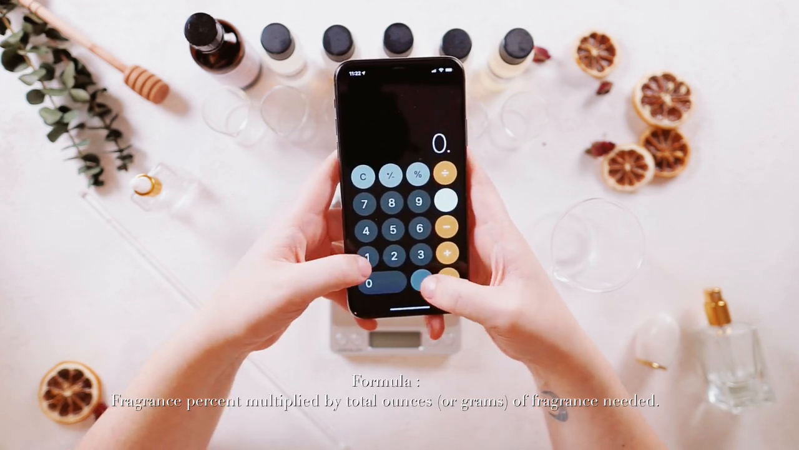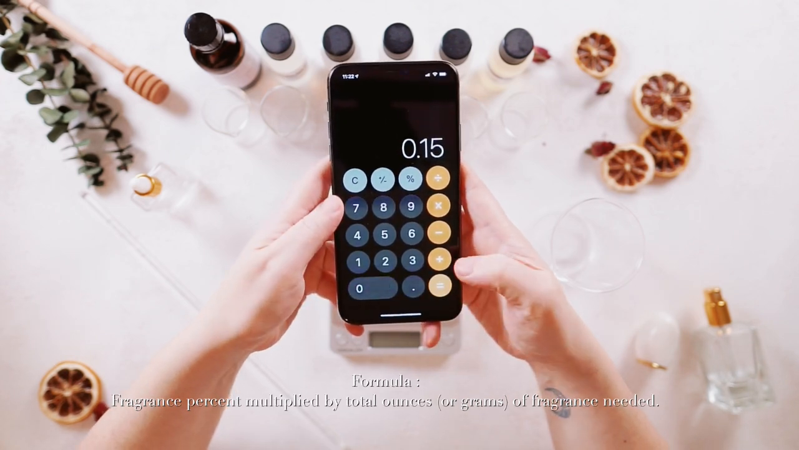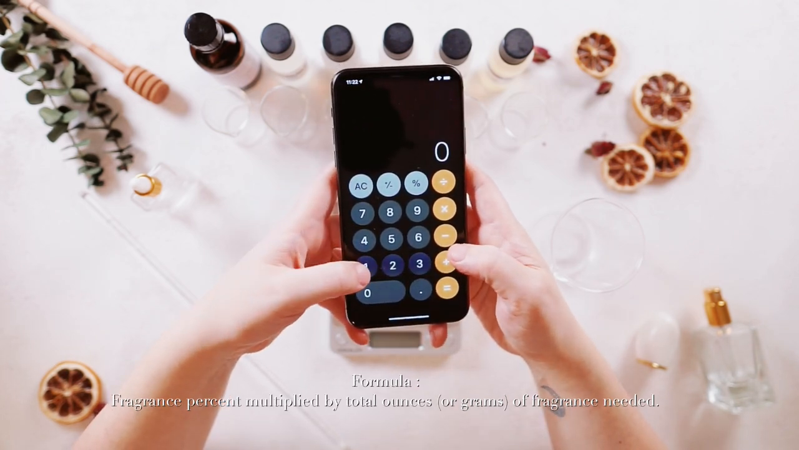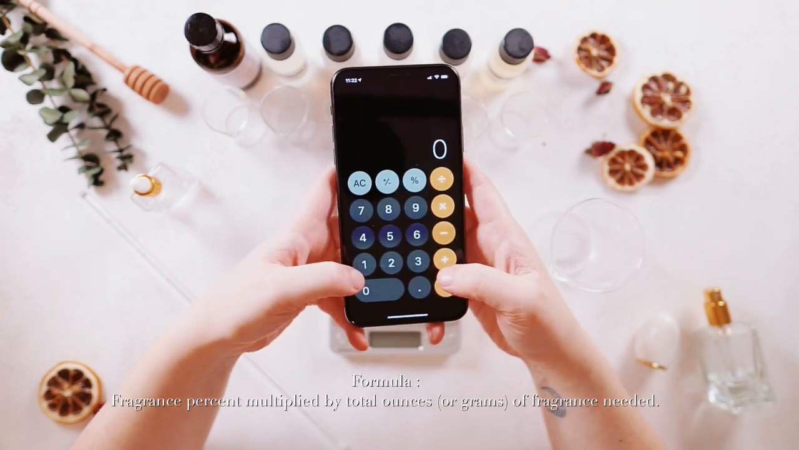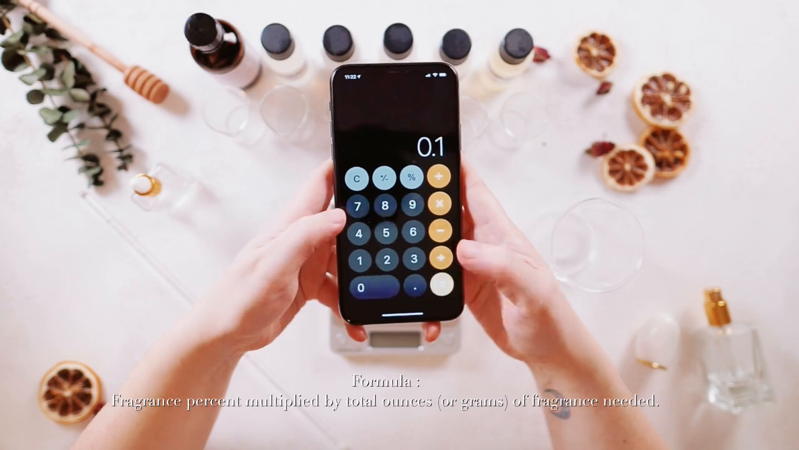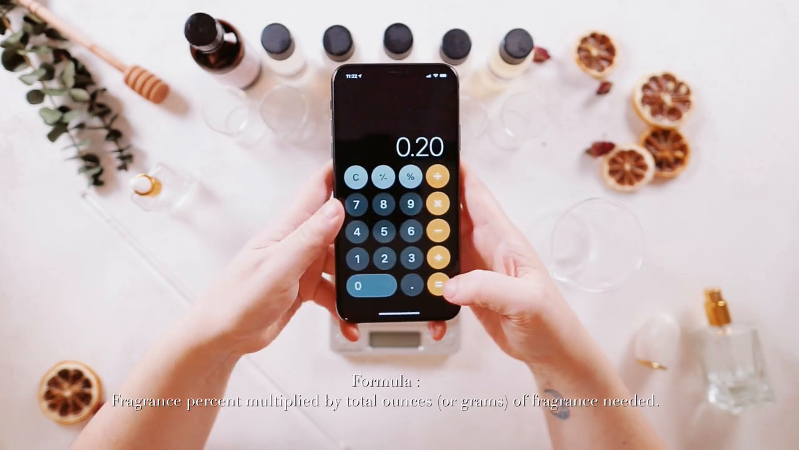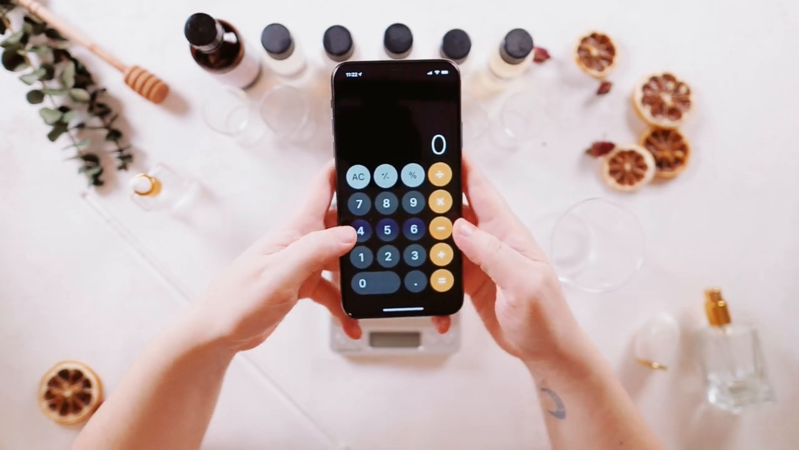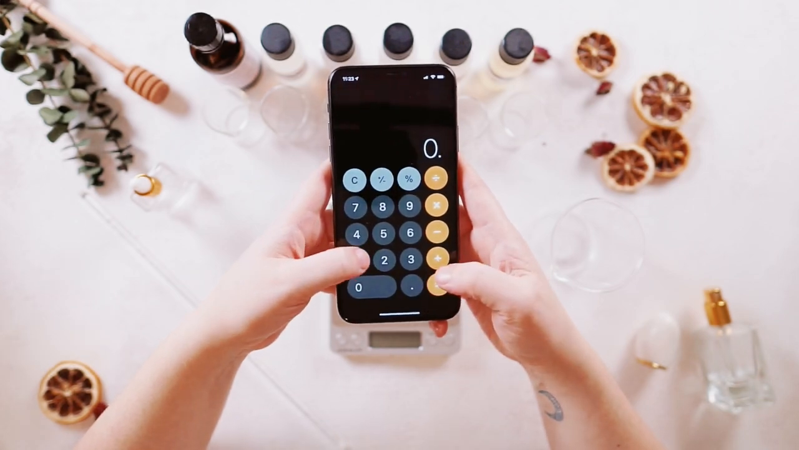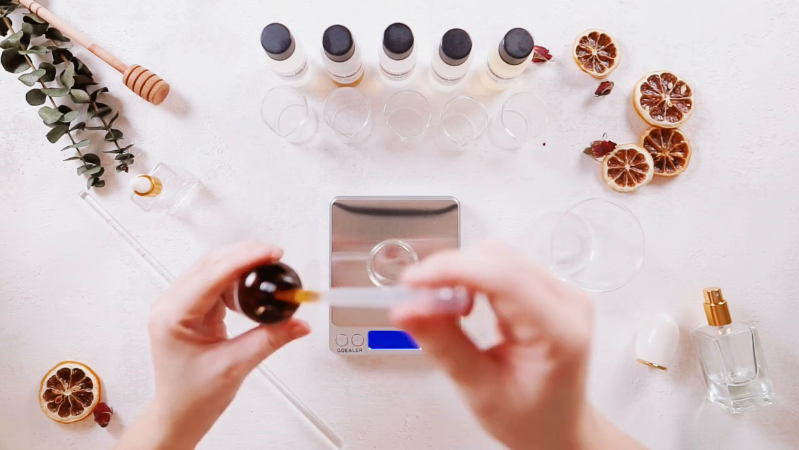15% white tea multiplied by 1 ounce is 0.15 white tea. 10% rose multiplied by 1 ounce is 0.10 rose. 10% sandalwood multiplied by 1 ounce is 0.10 sandalwood. 20% vanilla multiplied by 1 ounce is 0.20 vanilla. If we add all these ounces together, it will total 1 ounce. Let's go ahead and measure out these numbers on a scale.